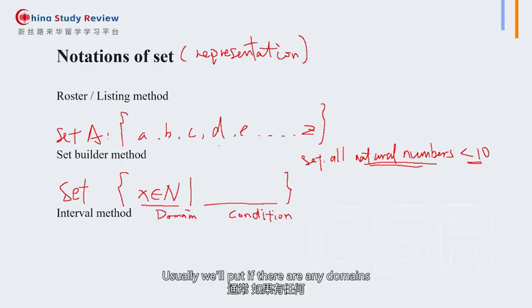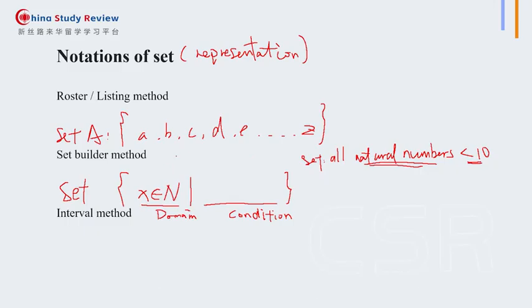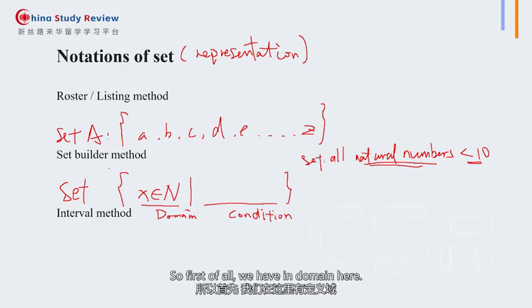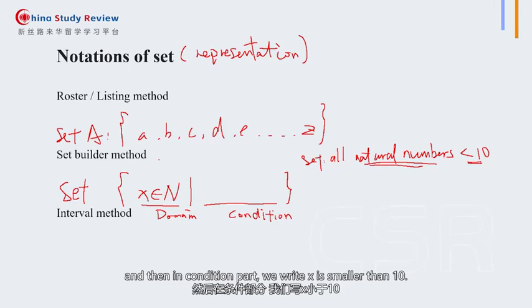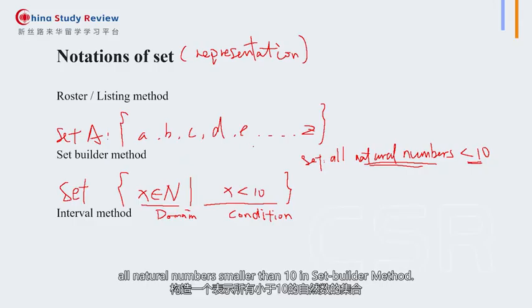This condition can also be a domain, but we usually don't put it here. Usually, if there are domains like integers, natural numbers, prime numbers, or even numbers, we put them in the domain part. But if it is simply describing that x should be smaller than something, bigger than something, or between something and something, we usually put it in the condition part. So first, in the domain, x belongs to natural numbers. Then in the condition part, we write x is smaller than 10. This is how you construct a set that represents all natural numbers smaller than 10 in set builder method.